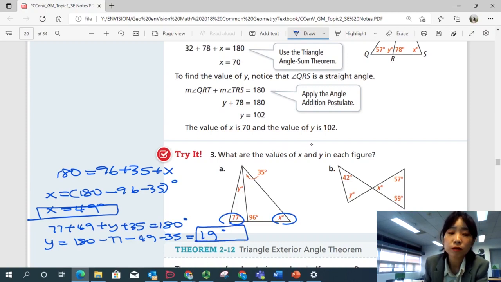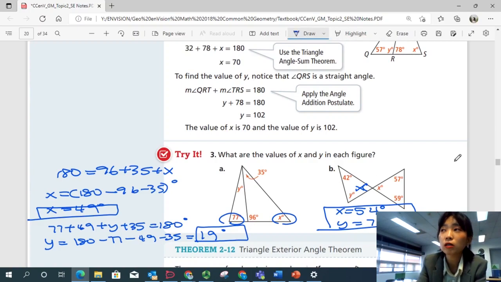Check your answers. You got it right? Good job. Part B, in the same way, you're going to use the triangle angle sum theorem to figure out x, and that's a vertical angle, so you're going to have the same value with the measure of x, right? So using that, first you figure out x, using that measure, you can figure out the measure of y. So x will be 54 degrees, y is 74 degrees. Okay? Did you get it right? If you got all of them right, good job.